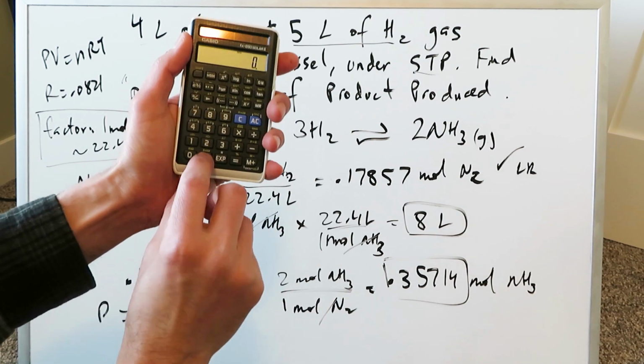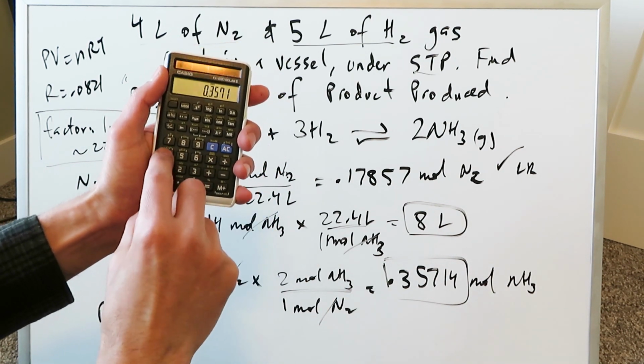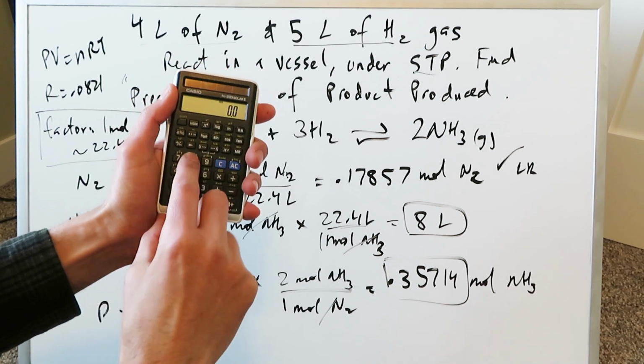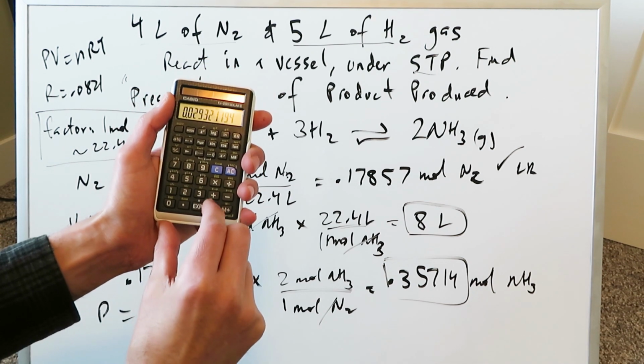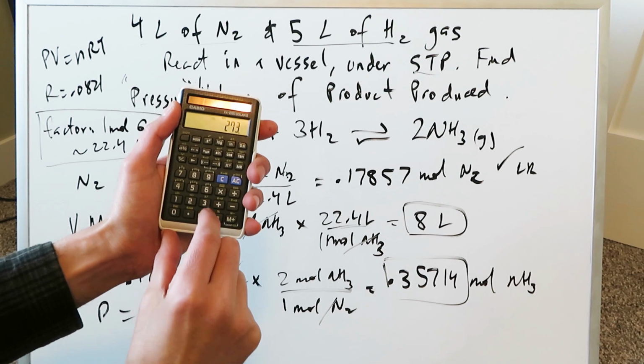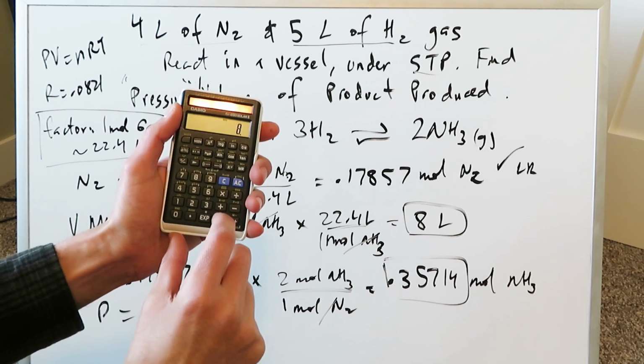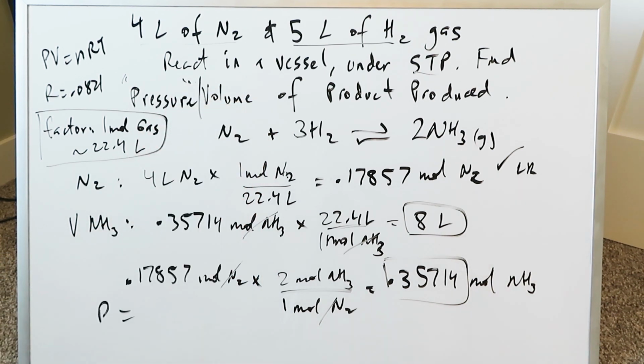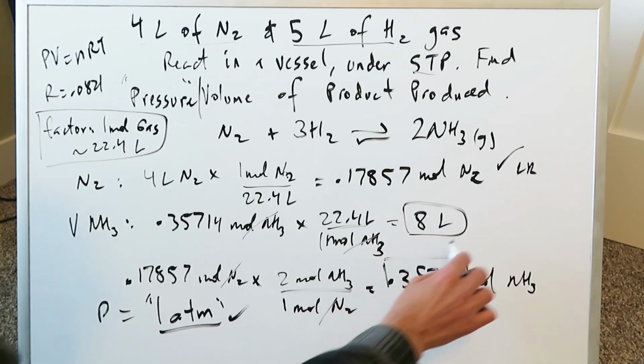The n value is right there, 0.35714 times your R, your gas constant, 0.0821 times 273, divided by 8 liters of volume, and we're getting one atmosphere. And our answer is good. Everything here is being kept and maintained at standard temperature and pressure, STP. The volume and the pressure have been determined.